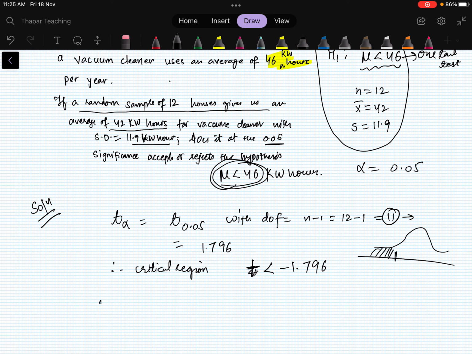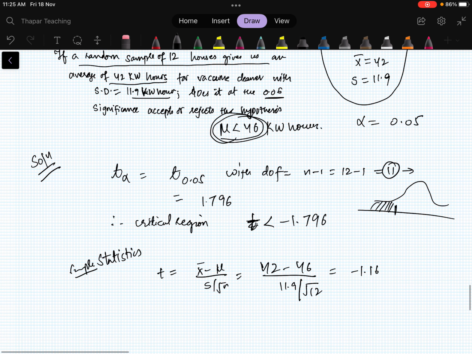Now let us compute sample statistics. So that will be x bar minus mu over s upon square root of n. X bar, we just computed it to be 42, minus 46, over s is 11.9, square root of 12. So that is minus 1.16. So this is minus 1.796, and minus 1.16 is here. So this does not belong to the critical region. Therefore, we fail to reject H0.